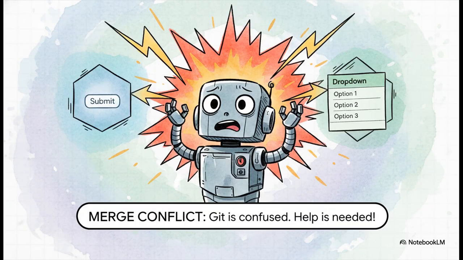But let's be real, things don't always go smoothly, right? Sometimes you'll hit a wall and get that terrifying red text: error, merge conflict. Git is unable to automatically resolve differences. This usually happens if you edited the exact same line as another developer. Like, say you added a submit button on line 10, while someone else added a drop-down menu on line 10. Git basically throws its hands up and says, look, I am a robot, I have no idea which one of these to keep.